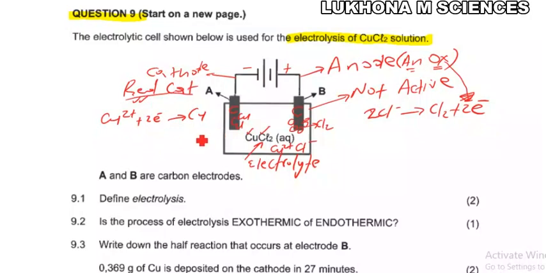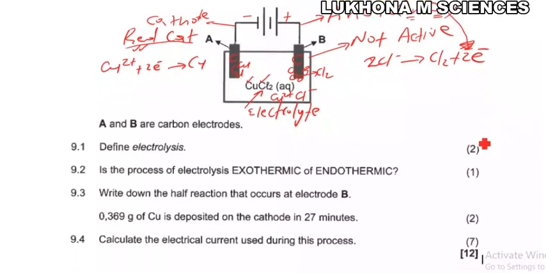Okay, so now we can go to answer the questions. The first question says define electrolysis. Electrolysis is the process whereby electrical energy is converted to chemical energy. Is the process of electrolysis exothermic or endothermic? It's supposed to be endothermic because there is a power source that supplies energy here. So this is an endothermic reaction because the energy is absorbed from the surroundings. The answer is endothermic reaction.